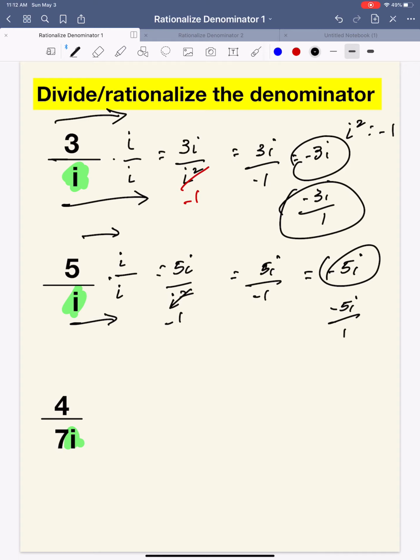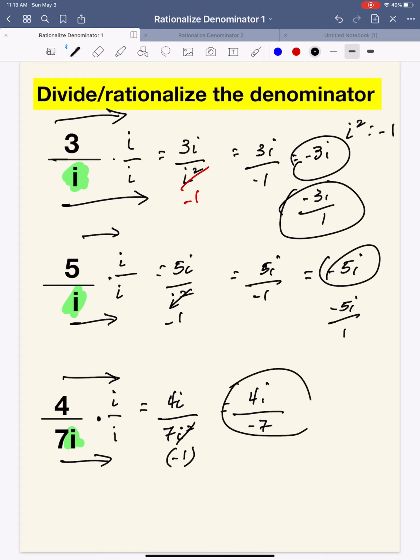Last one on this page, again, 7i. Multiply it by i over i on the top. Again, straight across the top, you get 4i. Straight across the bottom, you get 7i squared. The i squared is -1, so you would have 4i over -7. And you can leave it that way, because there's not a -1 in the denominator, there's a -7. Or you could have it as -4i over 7, your choice.